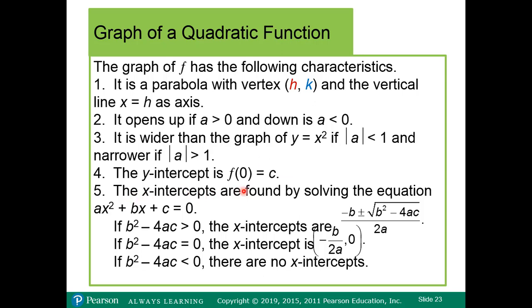The x-intercepts are found by solving the equation this equal to 0. Now, if you can factor this, then that's fine. But if you can't factor it, then we have to use the quadratic formula. And notice that if this is 0, then we're only going to have one x-intercept.